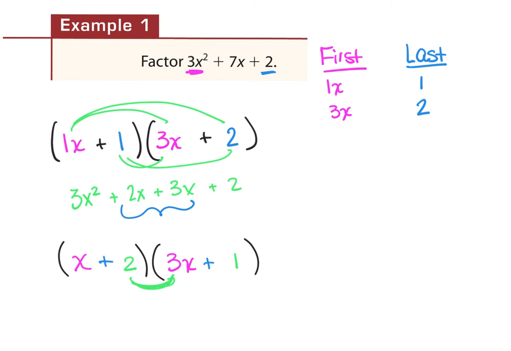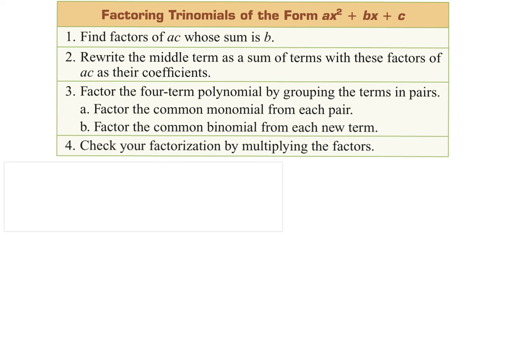So the way that the method works is you're going to find factors of the first and the last that add up to the middle. Don't worry about writing this down right now. We're going to do it, and then we're going to see how this works. You rewrite the middle term as a sum of the factors. You create a 4-term guy, and then you factor by grouping.